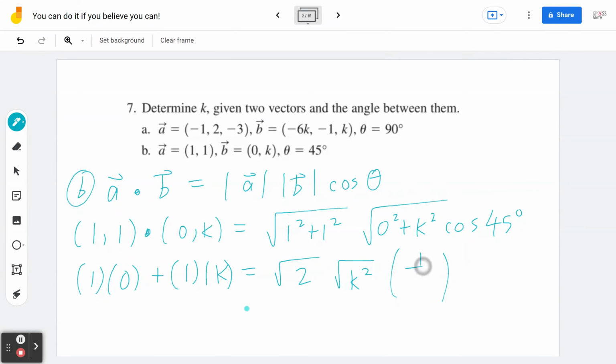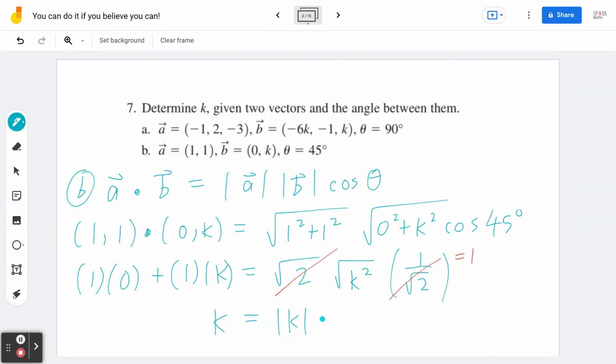Cosine of 45 degrees, you can grab a calculator, you can do it with the special triangles, that's 1 over root 2. So first of all, root 2 times 1 over root 2 equals 1. And again, on the right-hand side, this is the absolute value of k. By definition, the square root of k squared is the absolute value of k. On the left, you have 0 plus k, which is k.